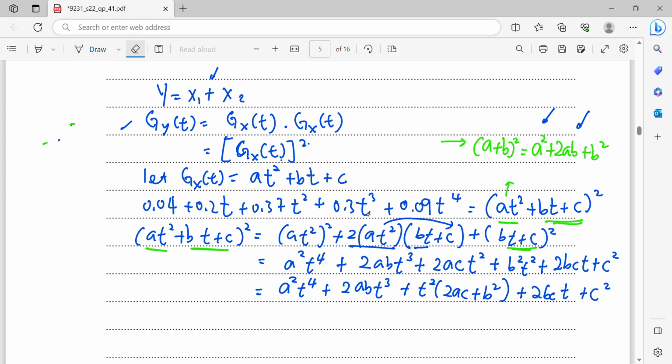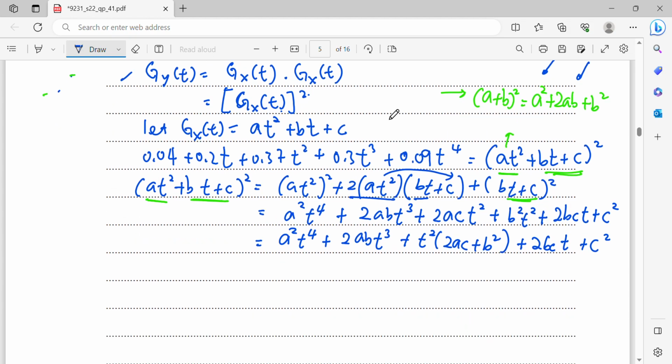Okay, so now I'm going to compare, right? So I will compare with all these terms, right? So now, if you want to rewrite 0.04 plus 0.2t plus 0.37t squared plus 0.3t cubed plus 0.09t degree 4 equals to all these terms.